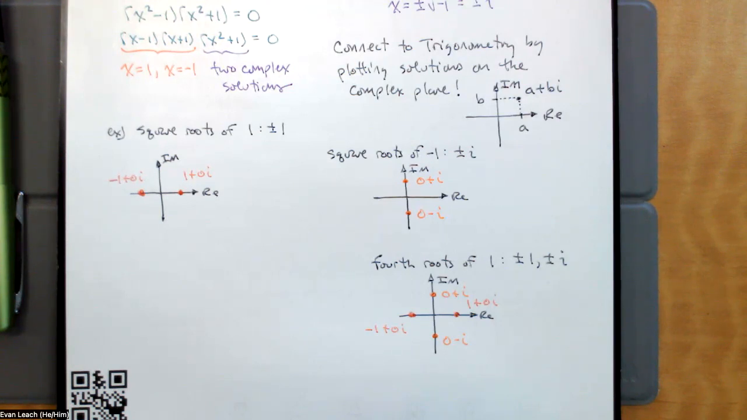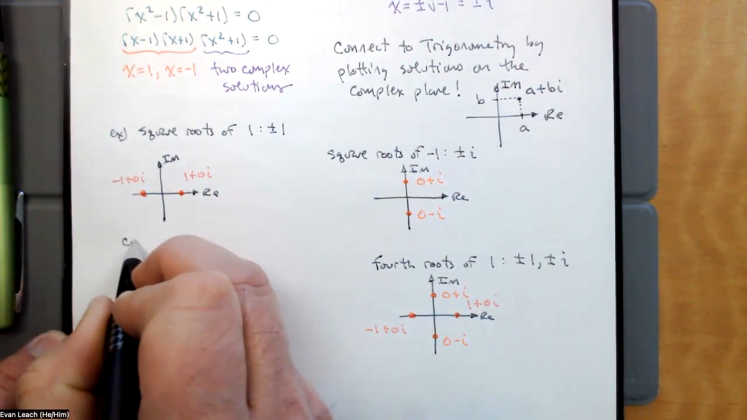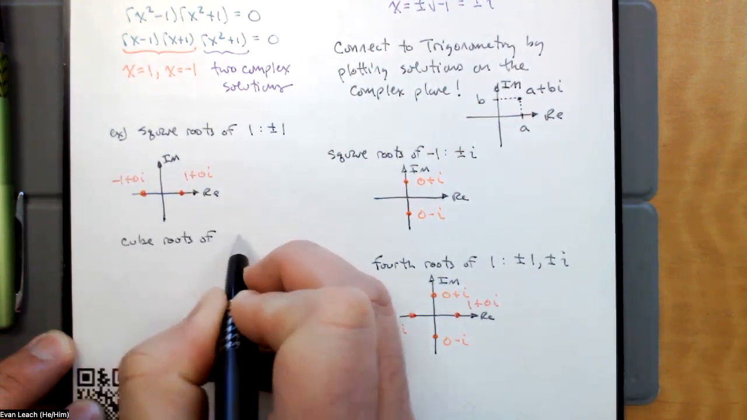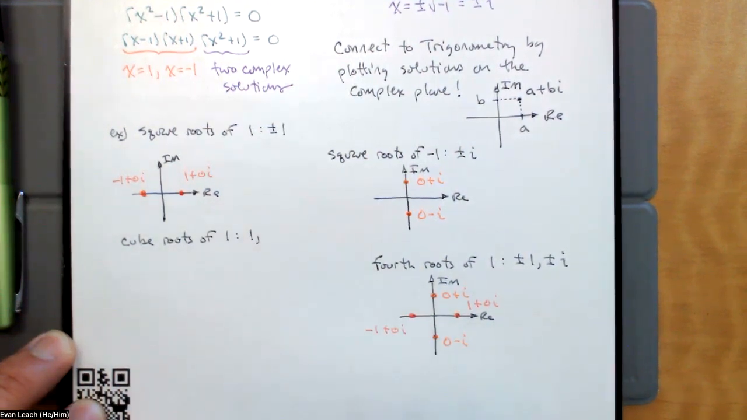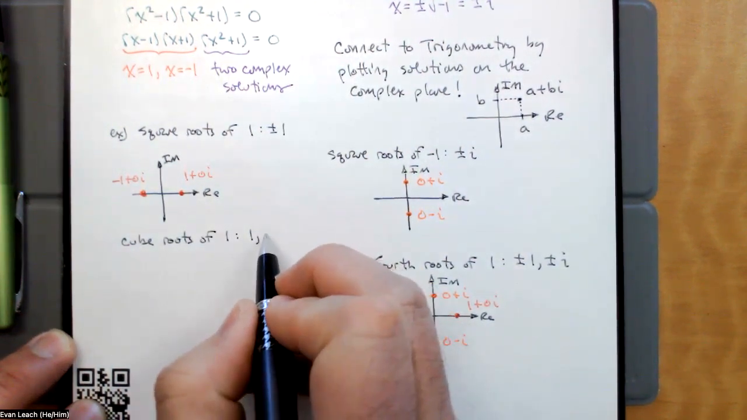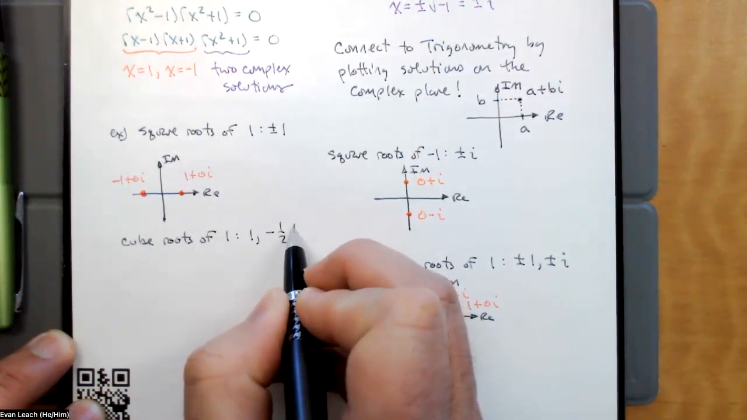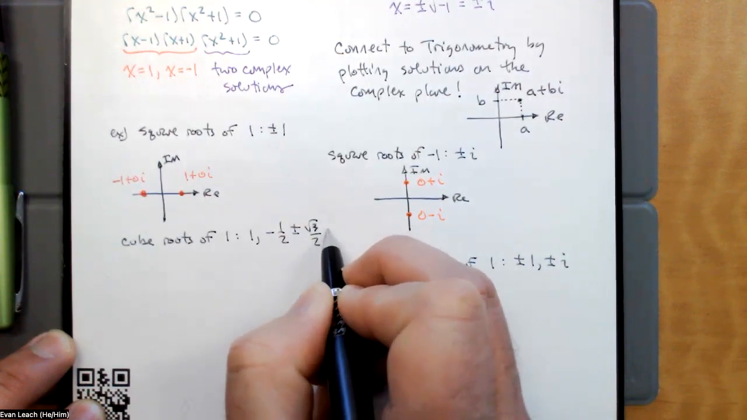Now we want to draw a picture of the 3 cube roots of 1. The real one is 1, and then there's 2 complex ones. -1/2 plus and minus the square root of 3/2 times i.